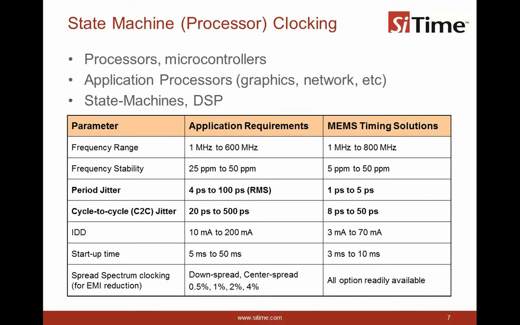The requirement for most applications is 4 picosecond RMS to 100 picosecond RMS. And Cytan has parts today that easily do 1 picosecond RMS up to 5 picosecond jitter. Cycle jitter, which we're not focusing on today, is also important for some of the peripheral devices like DDR memory devices. Requirements are around 20 to 500 picoseconds, and Cytan parts do support 8 to 50 picoseconds, easily meeting the cycle jitter requirement for this type of applications.